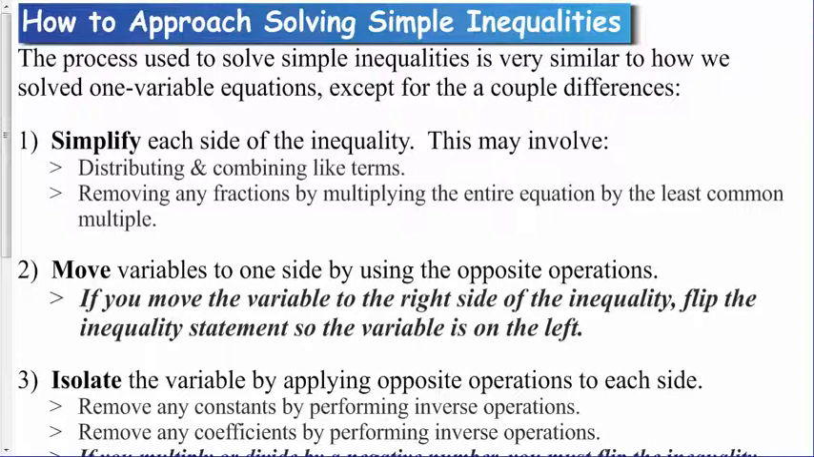Make sure both sides of the inequality are simplified before you start moving forward. Maybe you're going to have to distribute, combine like terms. Maybe you're going to have to get rid of fractions like we have in the previous video examples. Next, what you're going to do is move variables to one side of the inequality by doing opposite operations.